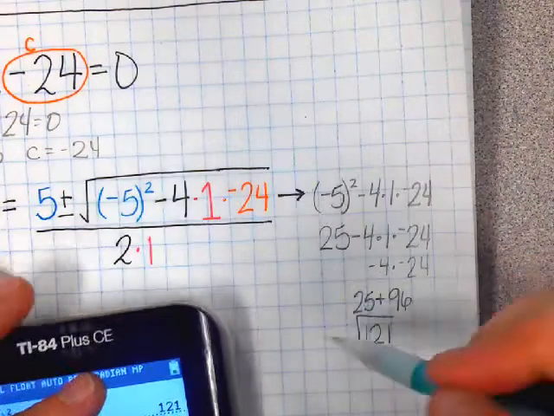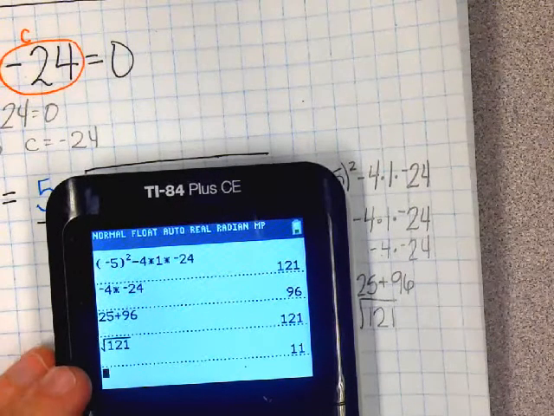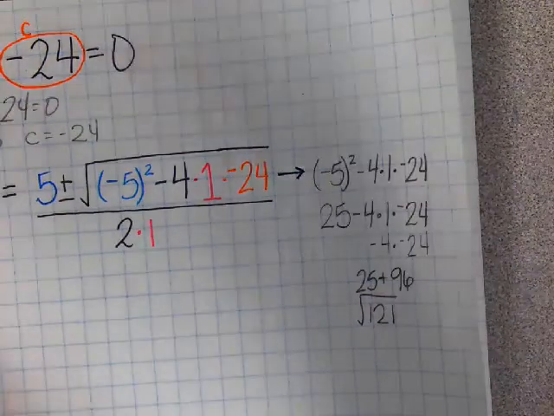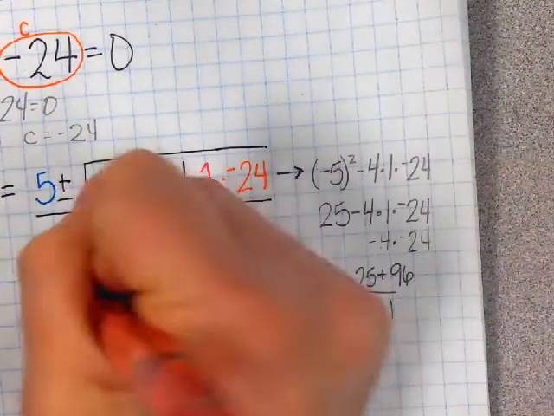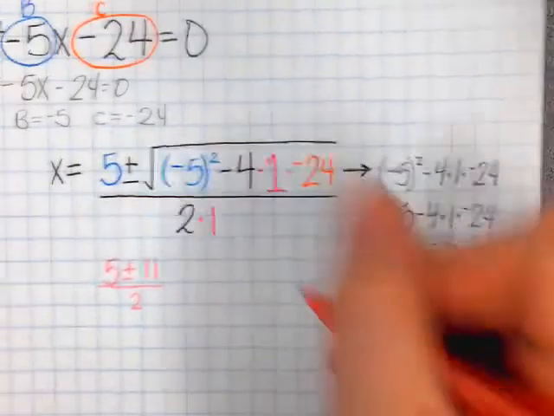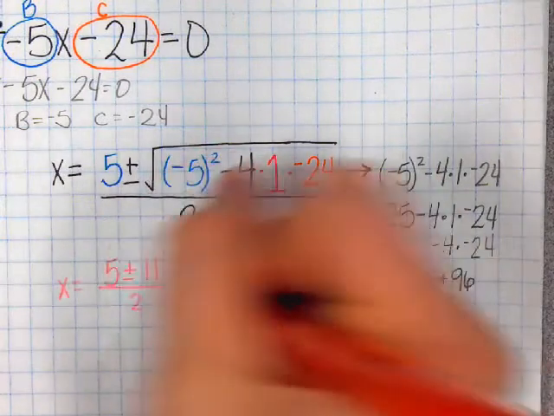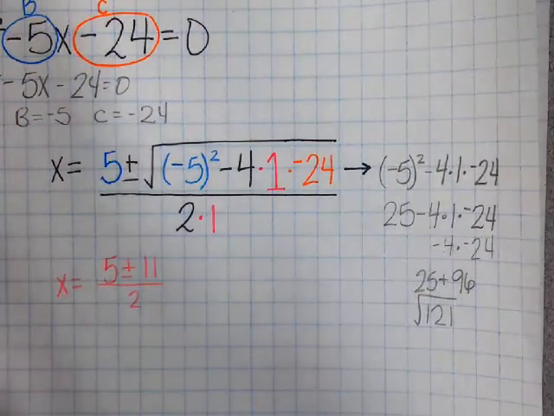So it'd be the square root, because this is all squared. The square root of 121, I'm sorry, is 11. So I would then write this as 5 plus and minus 11 divided by 2. So x equals 5 plus and minus 11 divided by 2.